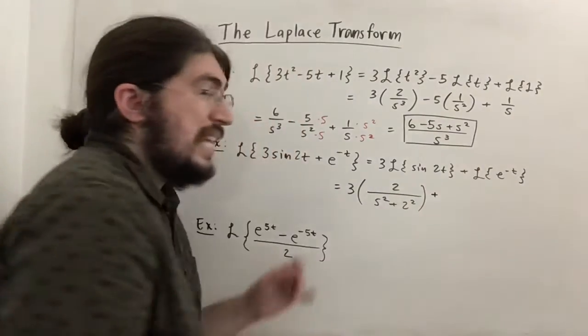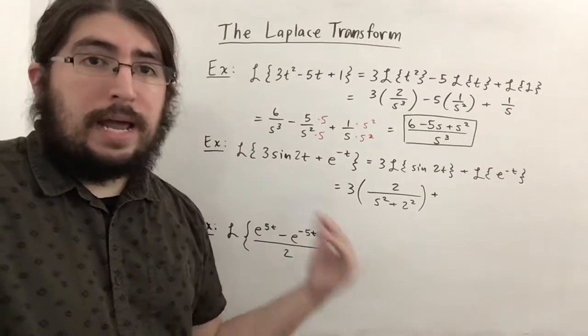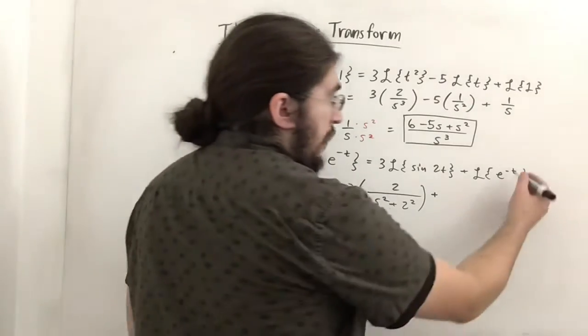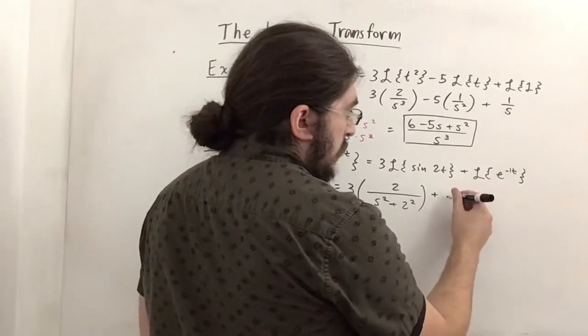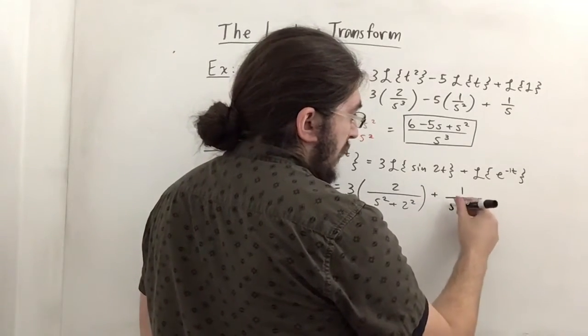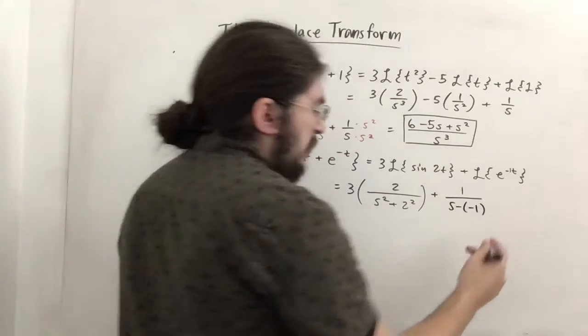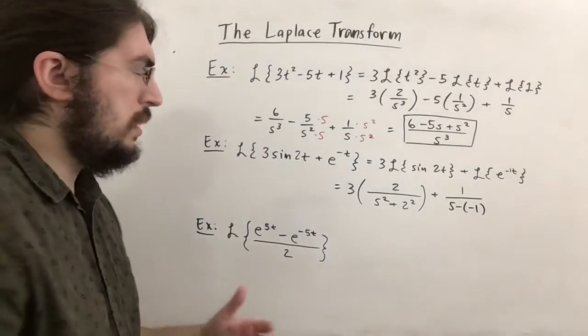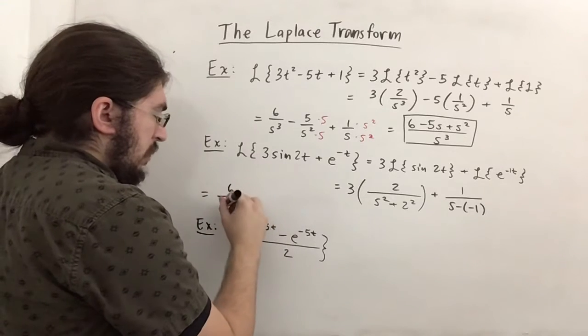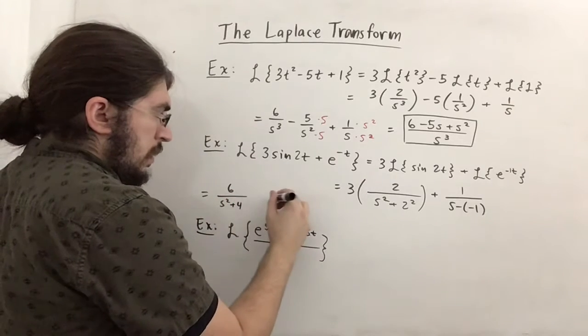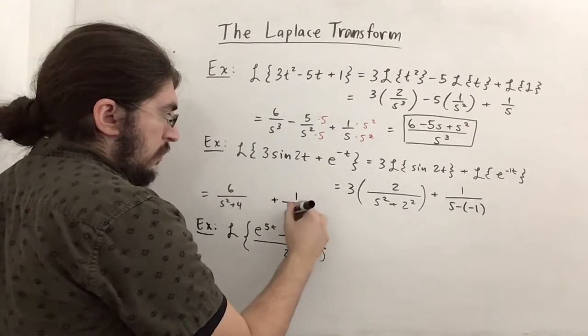Now Laplace of e to the at was 1 over s minus a. Here a is technically negative 1, because it's e to the negative 1t. So we can write this as 1 over s minus negative 1, which is of course just 1 over s plus 1. So after simplifying a bit, what we get here is 6 over s squared plus 4 plus 1 over s plus 1.